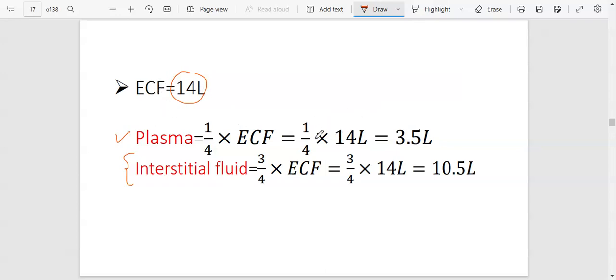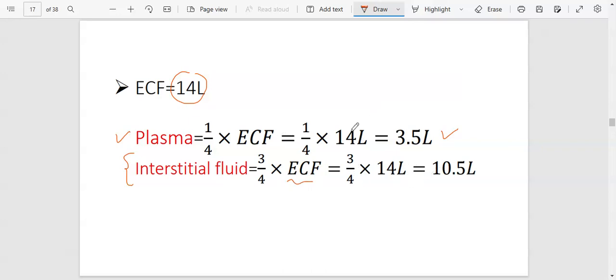So you know that ECF is just 14 liters. So that will be 1 out of 4 of 14. So we're going to find that plasma is about 3.5 liters. So the liquid found within the blood is about 3.5 liters. And then the interstitial is going to be 3 quarters. So that is 3 out of 4 of the extracellular fluid, and that is 3 out of 4 of 14 liters, which is 10.5.